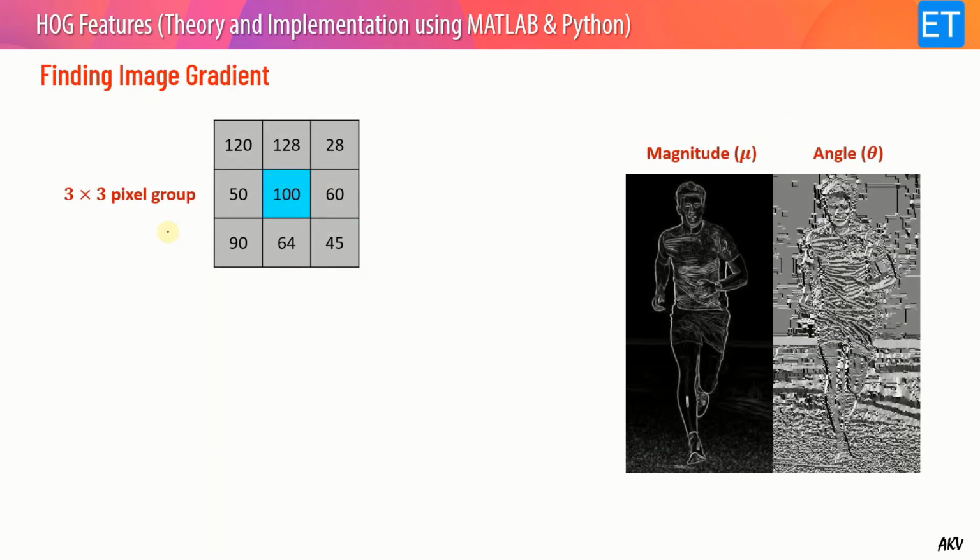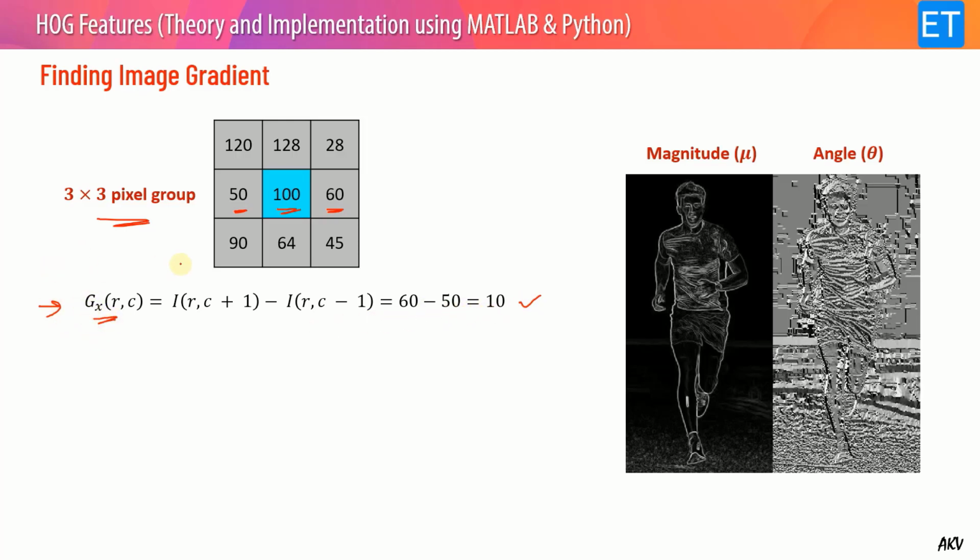Just consider this 3 by 3 pixel group of my image segment. For this center pixel, I will find the gradient values in both x and y directions like this. In the x direction, I will simply do these subtractions. I mean, I will subtract 60 from 50 like this. So the value I get is 10. That is represented by gx.